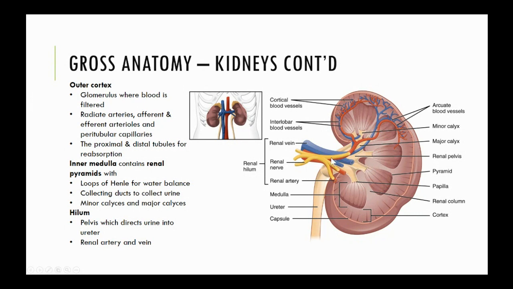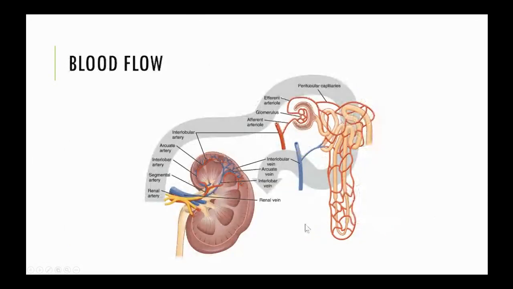This is the renal hilum, which is an area where we have the renal veins and arteries and the renal nerves coming in. And also within here, we have what's called the renal pelvis, and the renal pelvis is going to direct the urine into the ureter. Here's that ureter. Okay. So here's our blood flow.